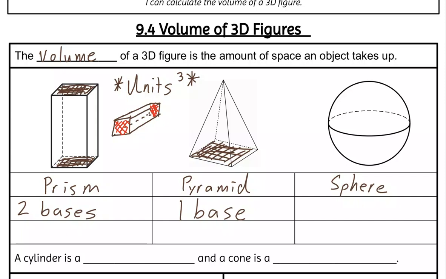And then of course a sphere, well, it has no bases. So it has 0 bases. All right, now on to finding the volume of these shapes.